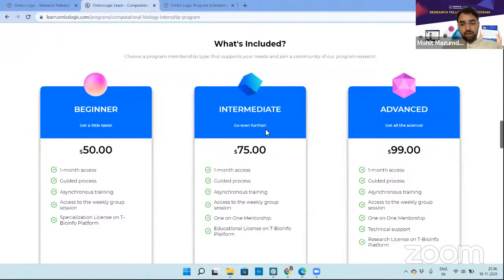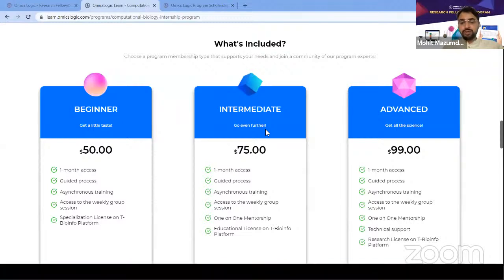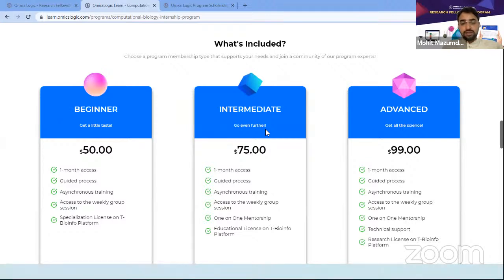So if you are thinking about taking a 2 month research fellowship program, you can go for either a beginner subscription or an intermediate subscription or an advanced subscription. So obviously these are different subscription levels that are available for you to take monthly if you choose to, take the mentorship and take all the resources or the premium resources and develop a project.